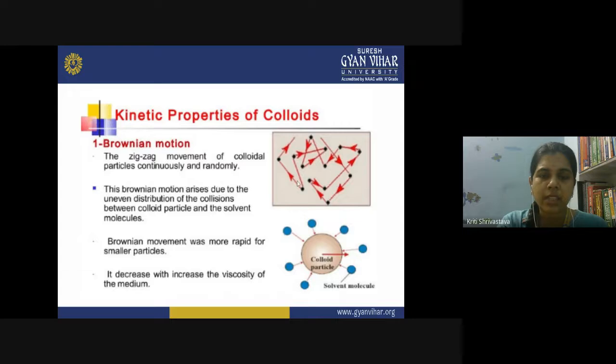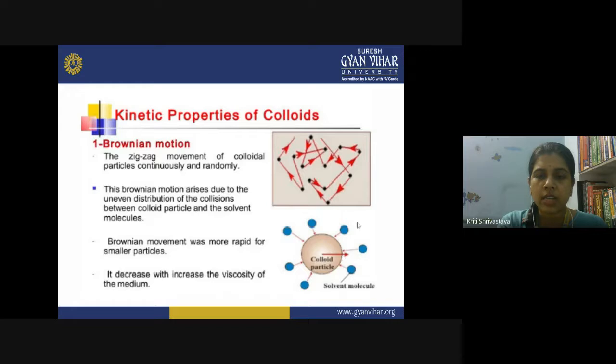If my particles are smaller, then what will happen? Then the Brownian motion will be fast. It will be more rapid for smaller particles, and it decreases with increasing viscosity of the medium. So if the viscosity of the medium increases, what will happen? Then they will face frictional forces, and the Brownian motion will slow down. So if my dispersion medium has higher viscosity, then the particle motion would be a bit difficult, and in that case, the Brownian motion will be slower.